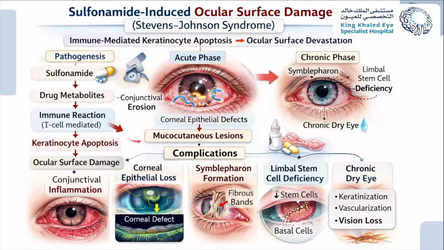Regarding Stevens-Johnson syndrome, it is an immune-mediated keratinocyte apoptosis that leads to multiple complications such as conjunctival inflammation, corneal epithelial loss, symblepharon formation, limbal stem cell deficiency, and chronic dry eye.